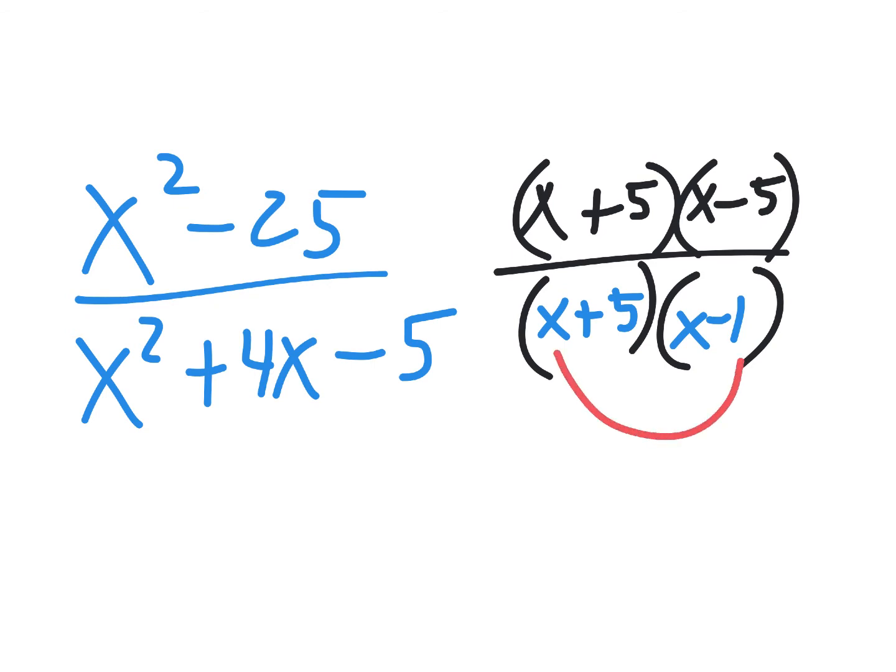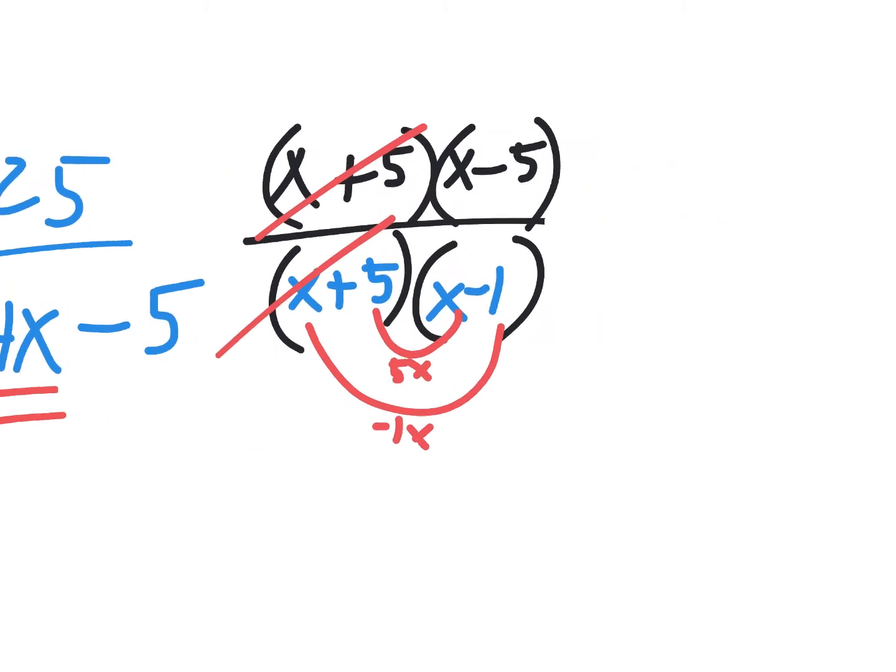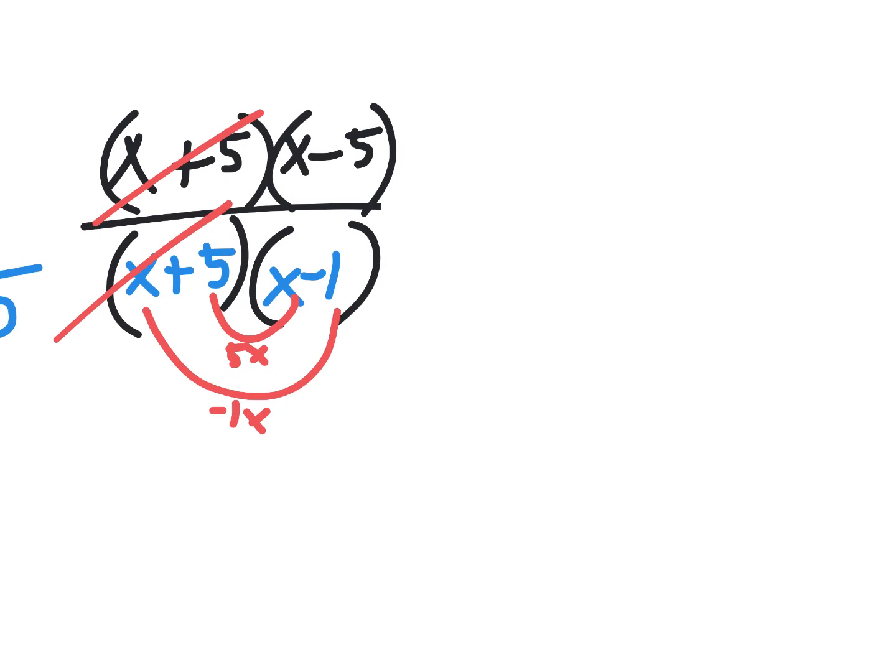So how do I check? What I call the smiley face of factoring. See how that makes 2 smiley faces? And the outside one makes negative 1x. The inside one makes 5x. If I put them together, I get 4x. And that's what I wanted, so yay. And then this cancels this, and my answer is x minus 5 over x minus 1.